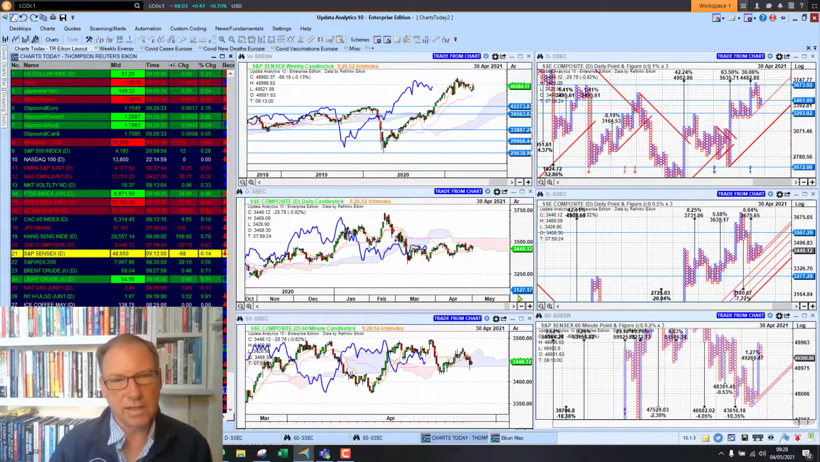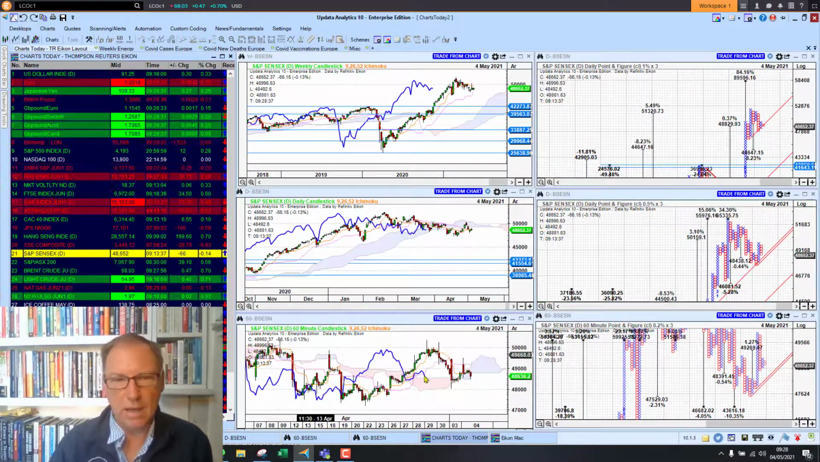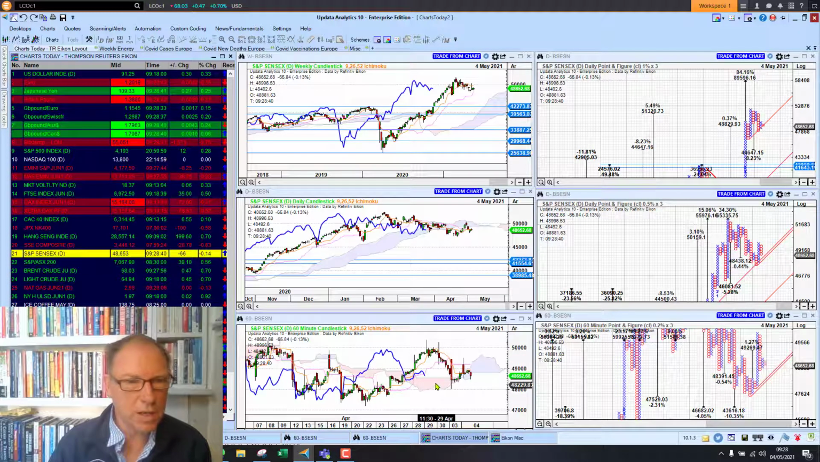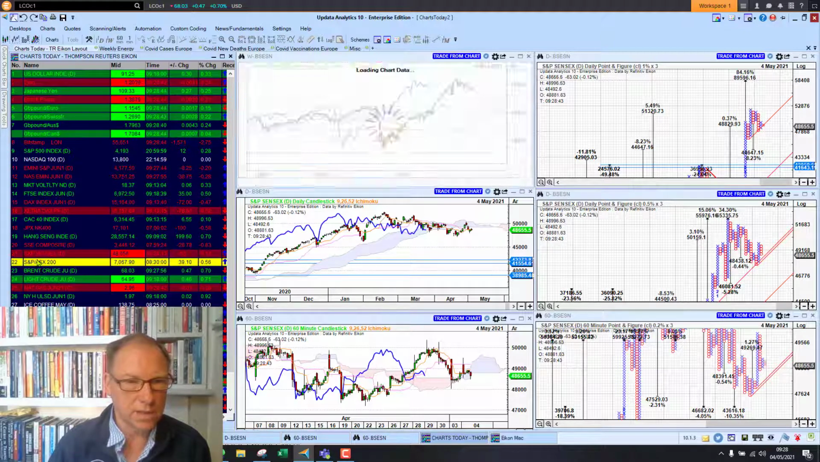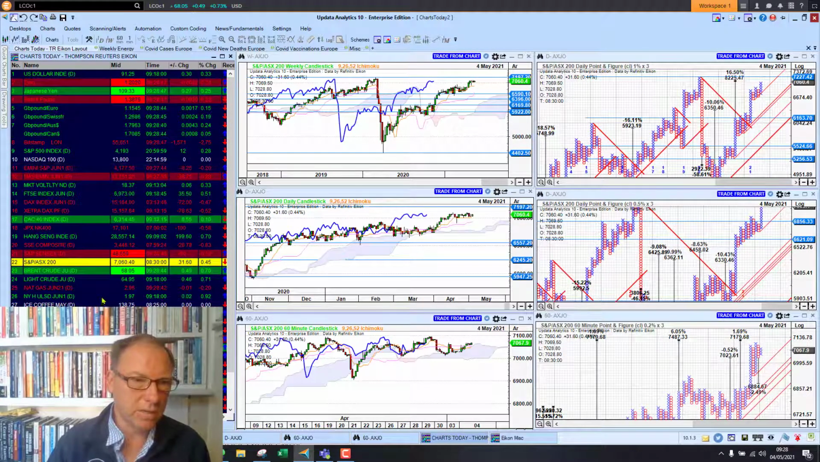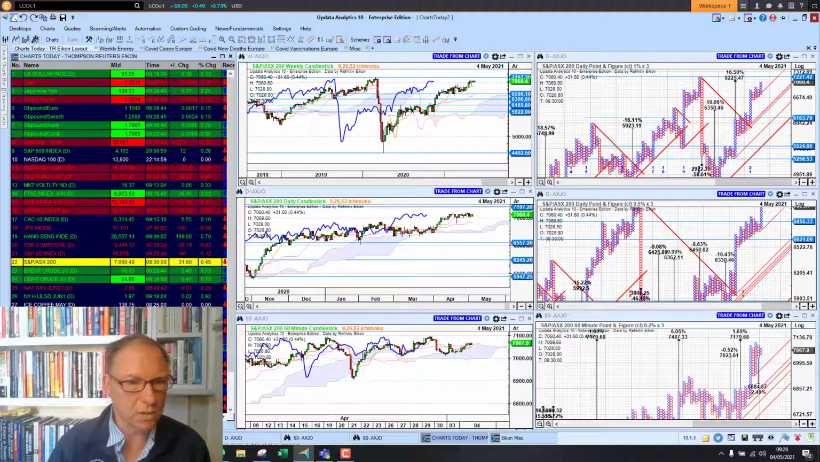The Sensex in India down 0.1%. Sideways market here. Of course, the main story in India is coronavirus, and we'll take a look at the stats at the end of this session. The Aussie market was up 0.5%. So a mixed picture for equity markets pretty much across the globe.